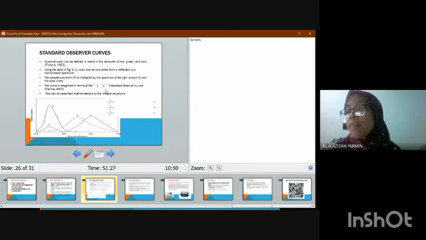X, Y, Z ni means, kalau kamu tengok kan, okay, X tu adalah red color, Y adalah green color, and Z adalah blue color. Based on tadi, color yang red, blue and green, okay? So, kamu kena, they are changed into the X, Y, Z. So the spectral color can be defined in terms of the amount of red, green and blue in this case. And actually it can be described by the internal.